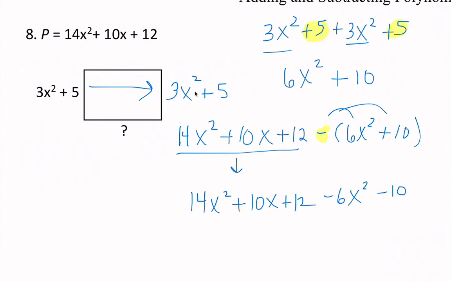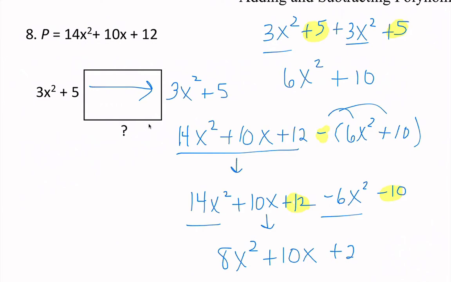So now I combine my like terms. I have x squareds and x squared. 14 and a negative 6 together gives me 8x squared. These are my only x's, so those will drop down. And I have a 12 and a negative 10, which together will give me a positive 2. So I know I have this left over.